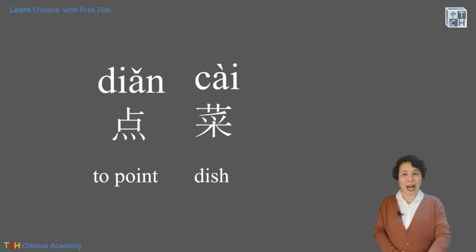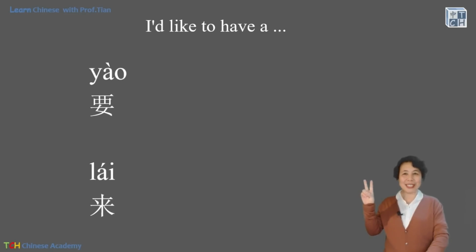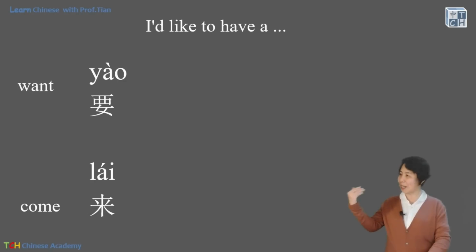Now let's see how do we express the sentence, I'd like to have this. Actually, we have two words to express this, I'd like to have. This one is 要. 要 means to want. And this one is 来. It's a rising tone. 来 means to come. When you want the dish to come, to 来, that means you want to order it. I think that also makes a lot of sense. So 要 and 来.